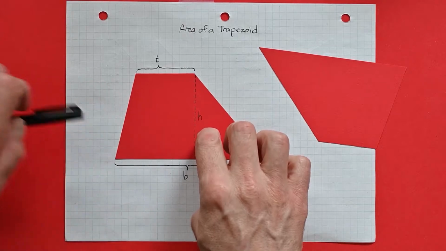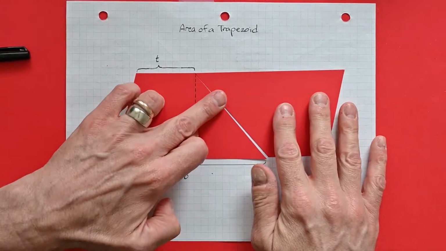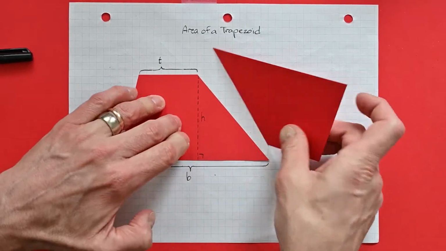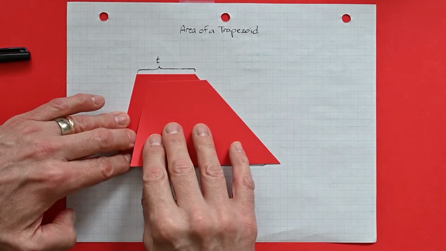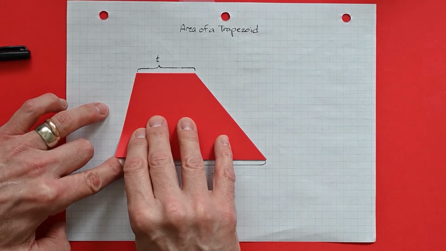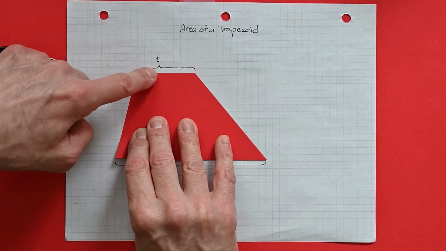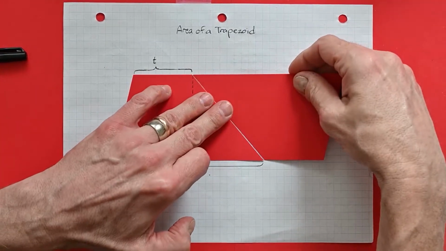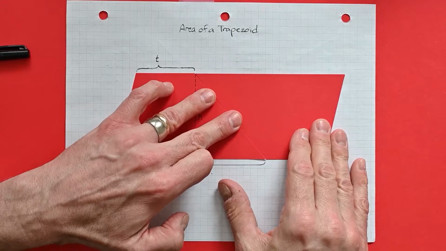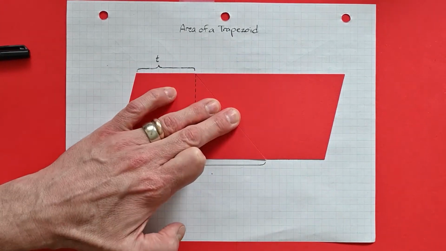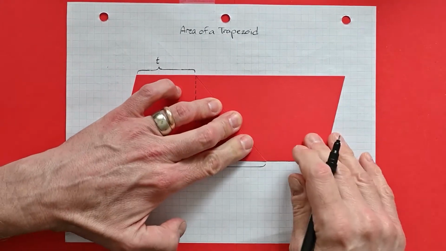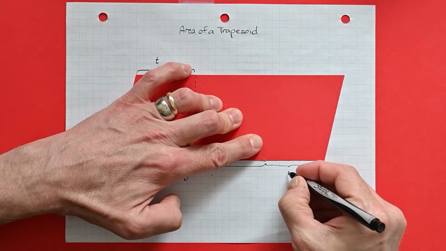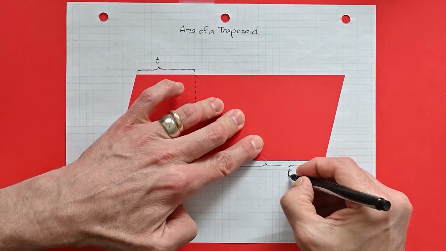Well, the key to that is to look at where this extra piece actually came from. And let's put it on top so we can see it clearly. That piece is this. So the extra portion along the bottom, this one, is exactly the same length as the top of the trapezoid. So this portion here is T.